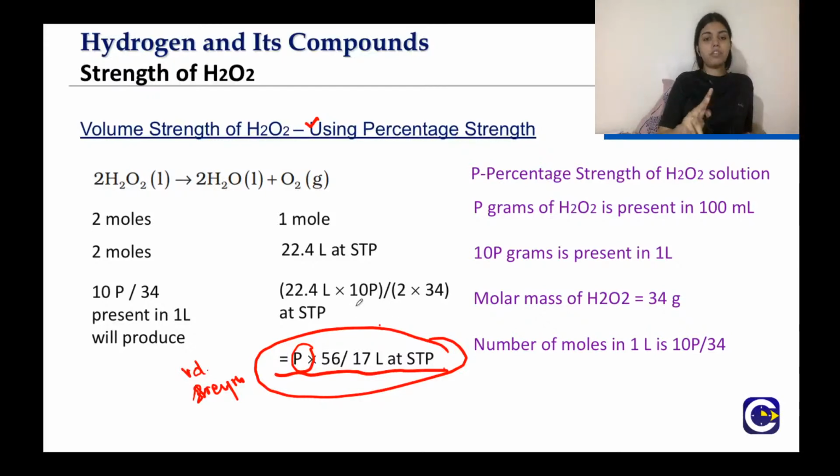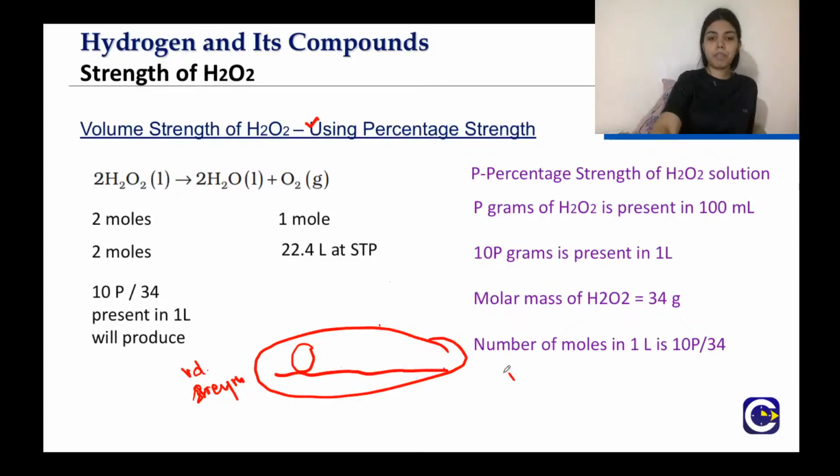So 3 formulas you need to remember. One is that volume strength equals percentage strength into 56 by 17. Then you can remember that volume strength equals 11.2 into molarity. Then you can remember that volume strength equals 5.6 into normality. Okay. Yes, it was 5.6.